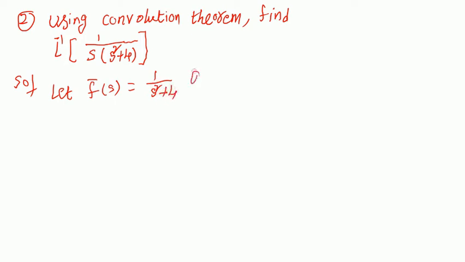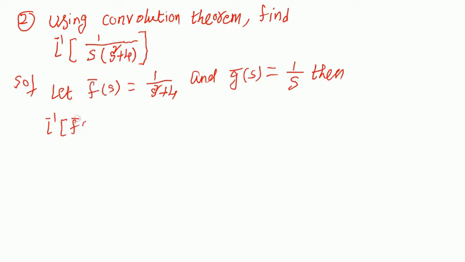I am taking g bar of s equal to 1 by s, right? Then I have to find the f of t and g of t values. Now for that we have to find L inverse of f bar of s.